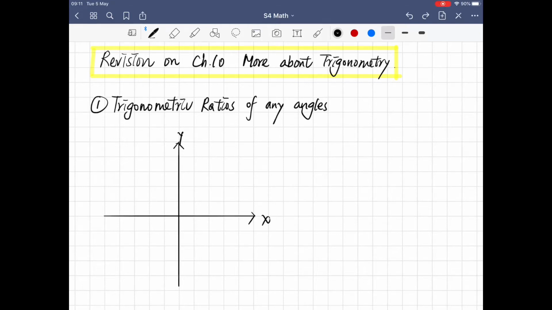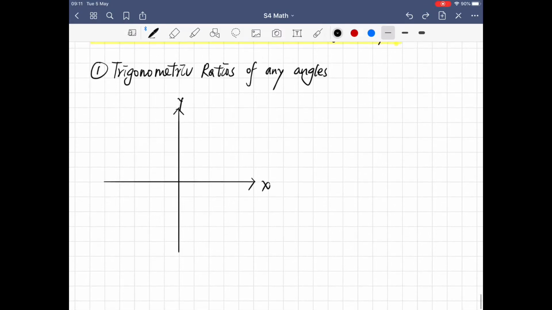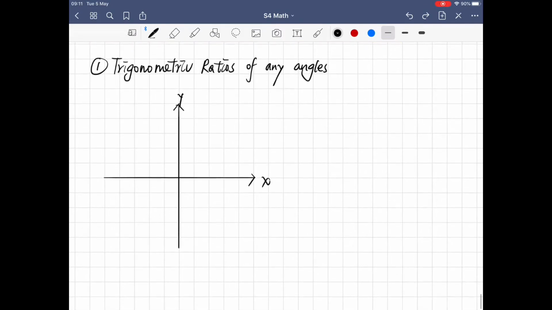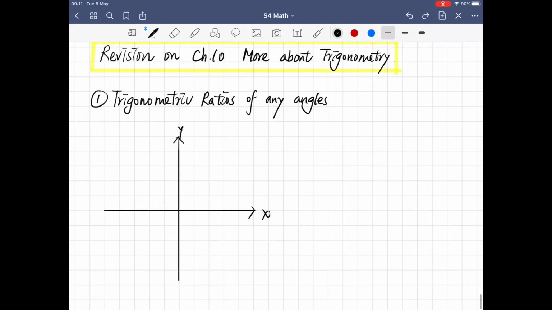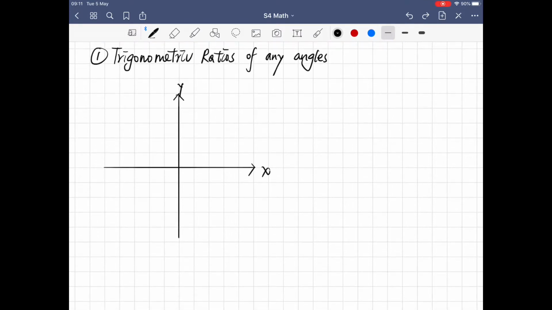Hi everyone, in today's lesson I will give you the revision on chapter 10, more about trigonometry. So the first part of this chapter is trigonometric ratios of any angles. Okay, so please take a look at the xy axis.